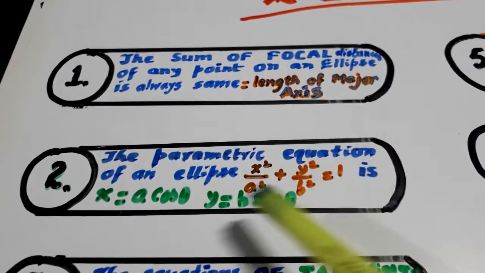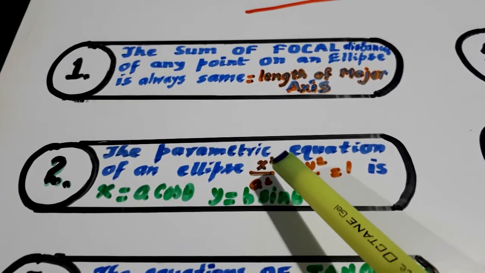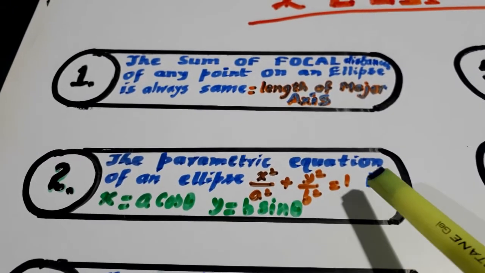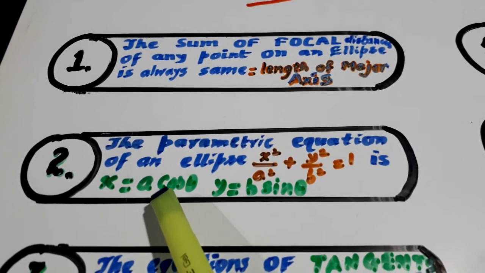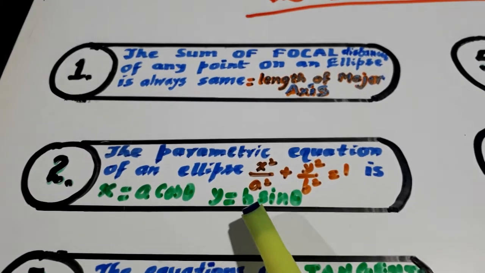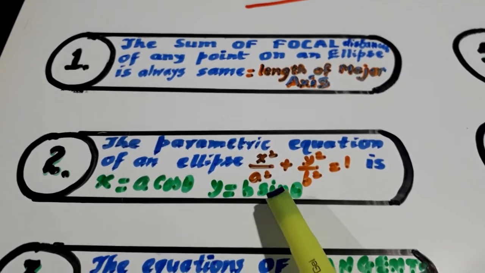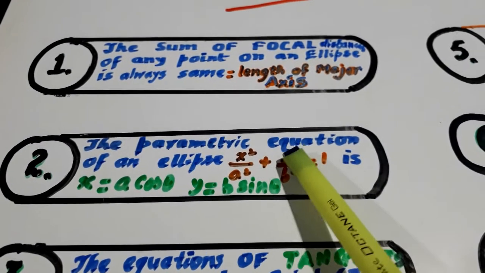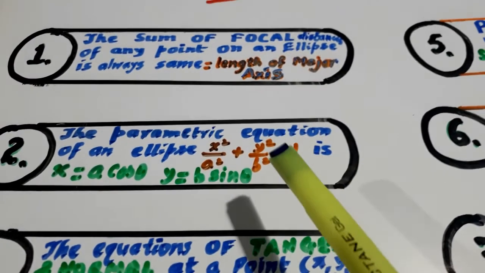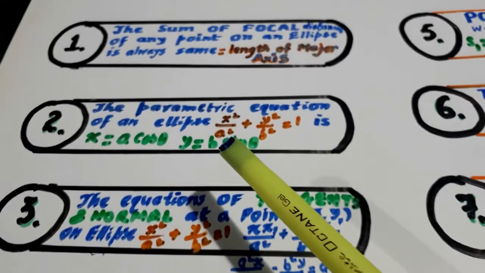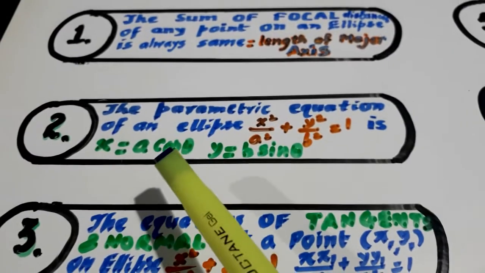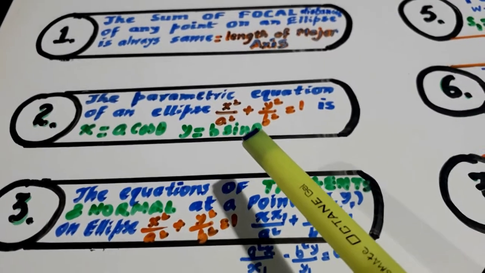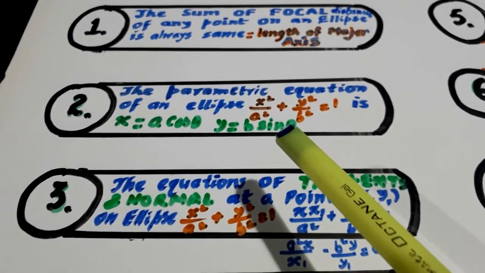The parametric equation of an ellipse x square over a square plus y square over b square equal to 1 is x is equal to a cos theta, y is equal to b sin theta. अगर हम यहाँ x की जगह a cos theta लगा देंगे, y की जगह b sin theta लगा देंगे, it will be satisfied. So the parametric equation means it is in terms of the trigonometry. So x is equal to a cos theta, y equal to b sin theta is the parametric form.